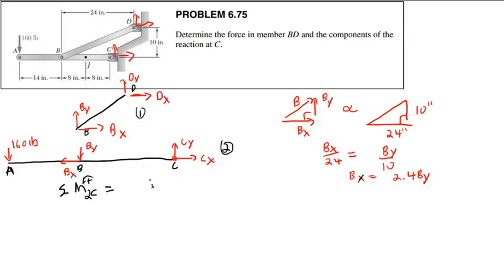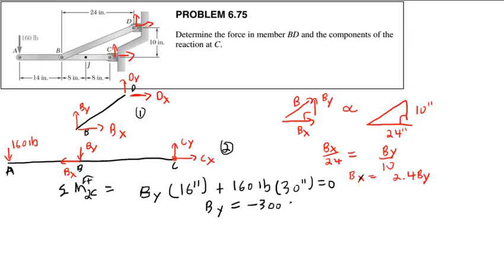So I can simply say, let's see, negative, or actually positive BY times a moment arm length of 16 inches plus 160 pounds times a moment arm length of 30 inches equals 0. So BY is going to be negative 60 times 30 over 16, and that comes to negative 300 pounds. Negative 300 pounds. Questions on how I got that?